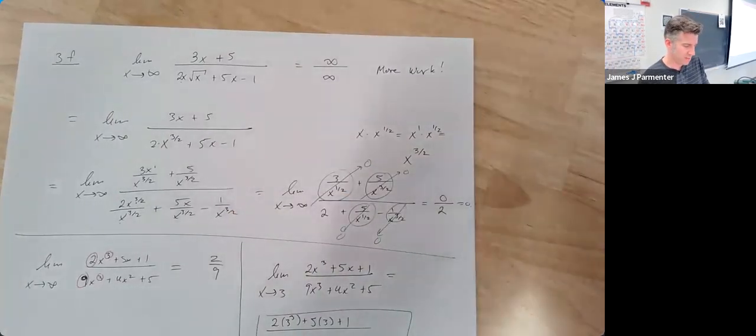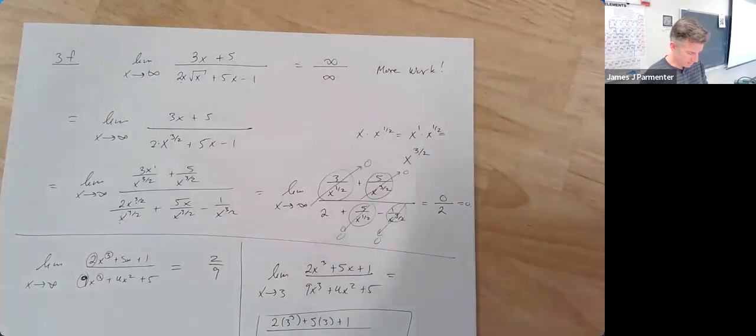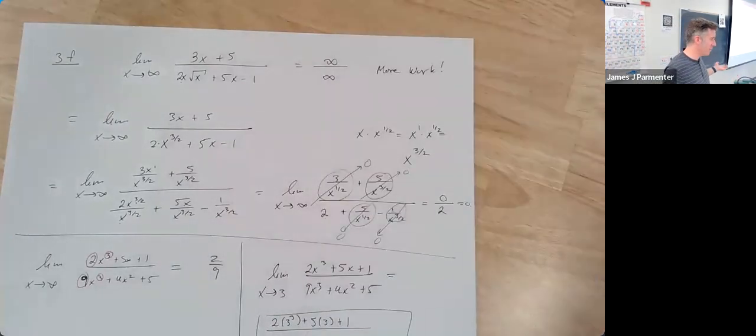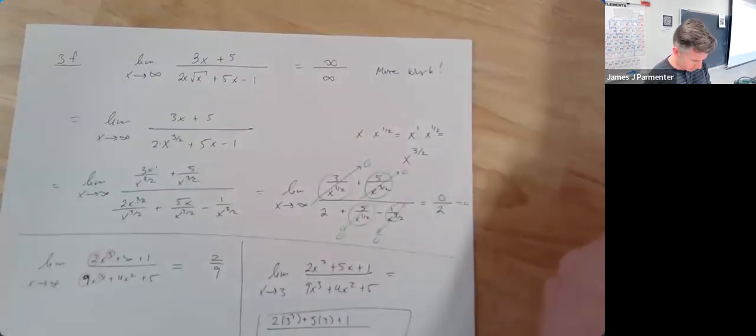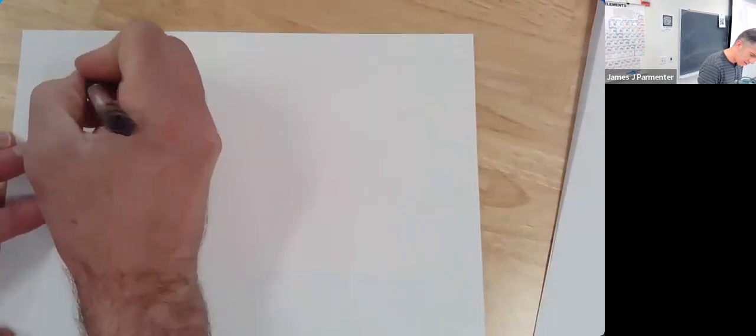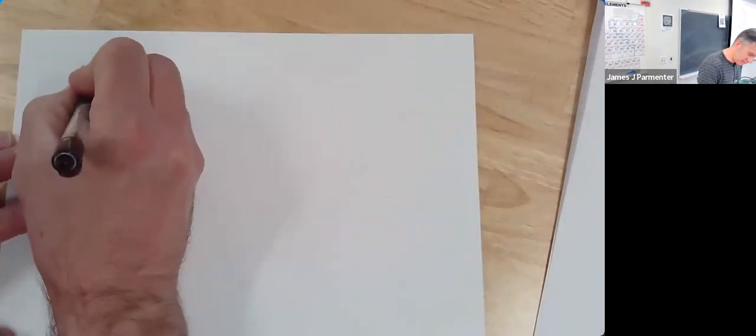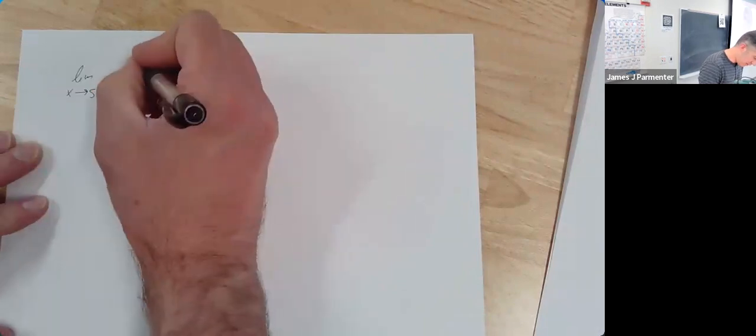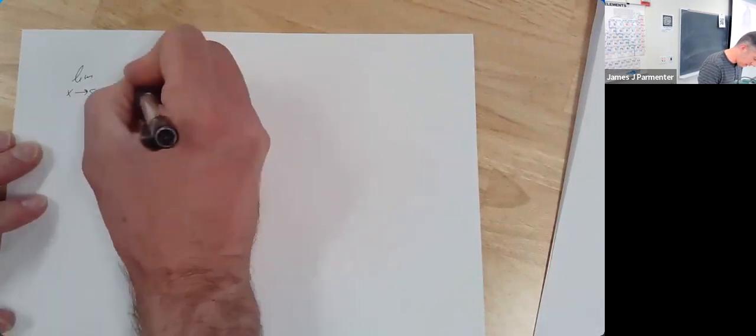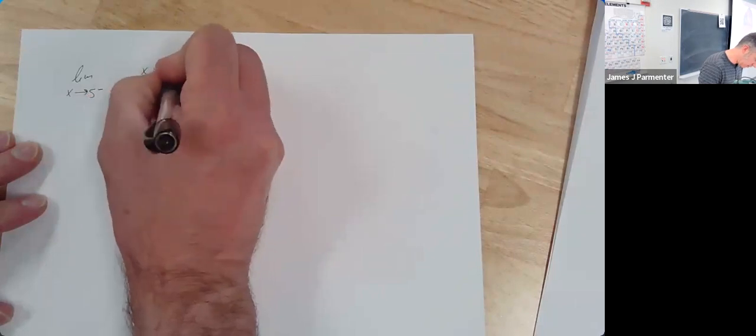3F. There's lots of limit problems for sure. I mean, there's literally each of these had 7 limit problems. So limits are going to be a big part of this test tomorrow. So let's see, 3F here. The limit as x approaches 5 from the left, x plus 4 over x minus 5 cubed.